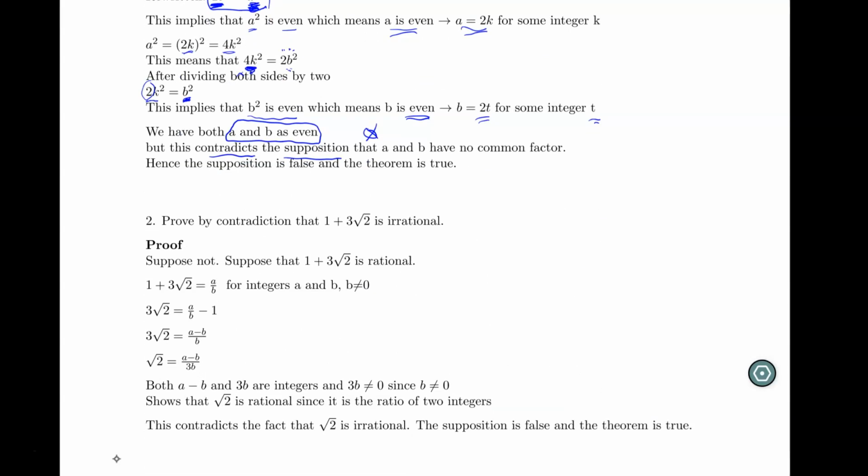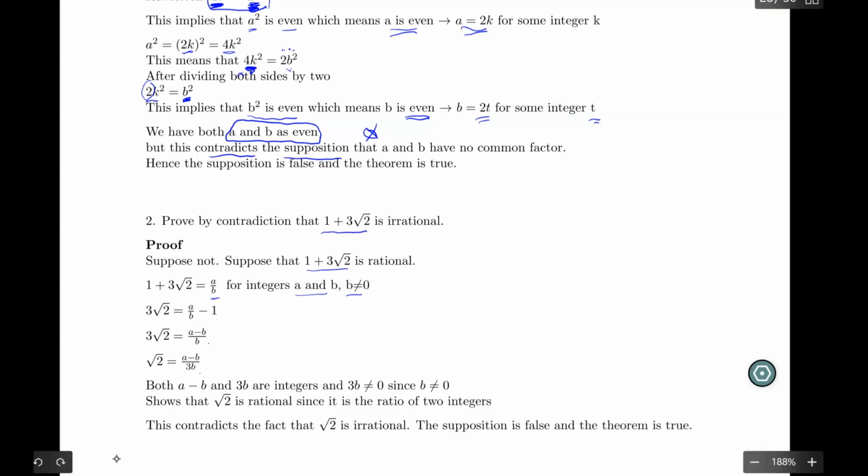So show by proof by contradiction that this is irrational. So let's suppose not. Let's suppose it is rational. So if it is rational, it can be written as a over b for a and b integers, b not equal to 0. So I'm going to solve for my root 2, right? So I'm going to subtract 1, divide by... subtract 1. I guess I did that. And then what did I do? I made common denominators, and then I divided by 3.